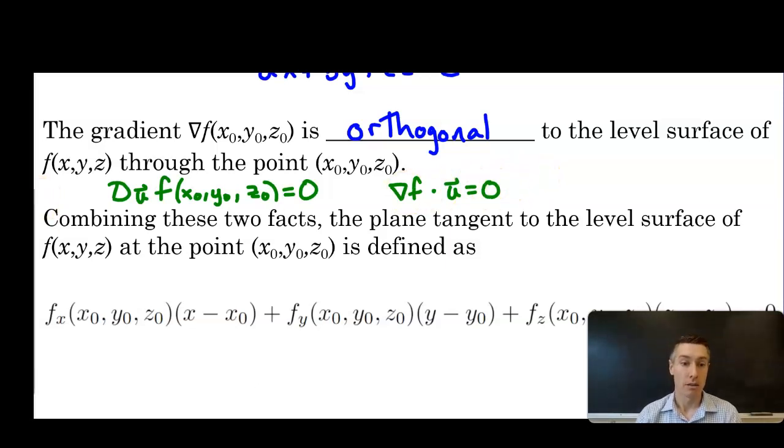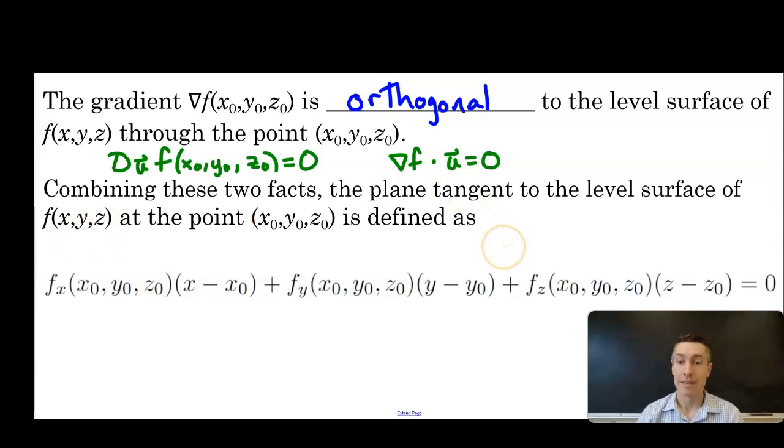So now combining these two facts, the plane tangent to the level surface of the function f of x, y, z at the point x0, y0, z0 is defined as partial with respect to x at the given point times x minus x0, plus partial with respect to y at the given point times y minus y0, plus the partial with respect to z at the given point times z minus z0 equals 0. Right? And I wrote this out for you because that's a lot of subscripts, a lot of small details in the notation. Okay, but really what's important is that we see it for ourselves.